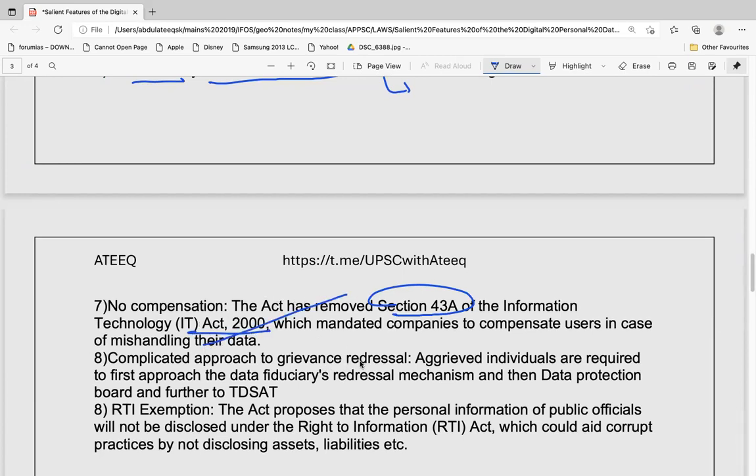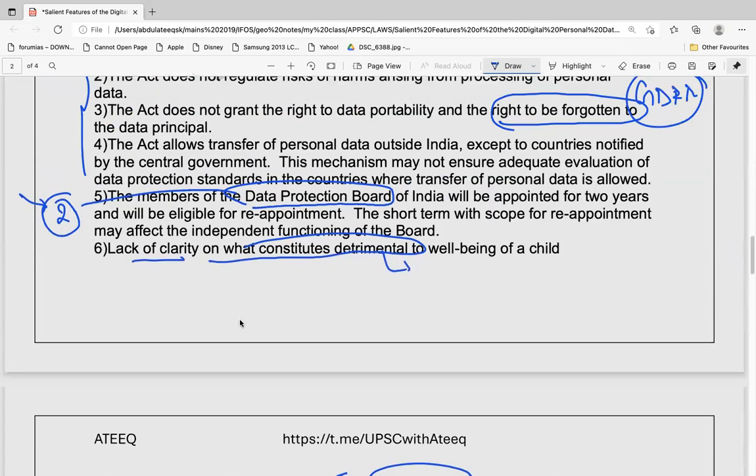And also the grievance redressal process: first you have to go to the data fiduciary, and from there to the data protection board, and then TDSAT. This is a lengthy process, so that is also being criticized. And also your data can be sent outside. Once it is sent outside after cross border transfer, there is no guarantee that your data is in safe and secure hands. Again, it is not clear how that is ensured.